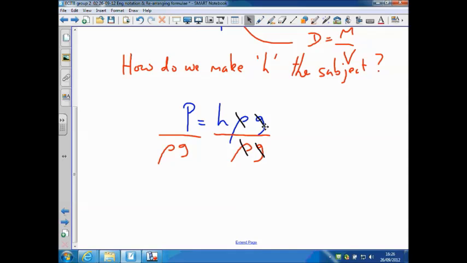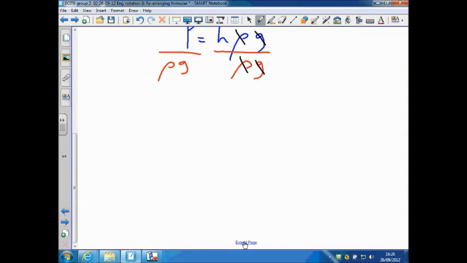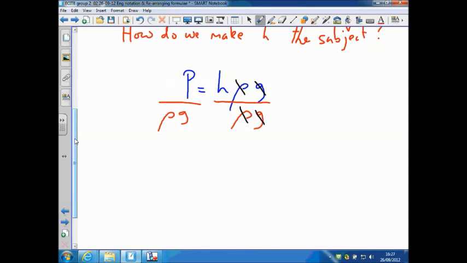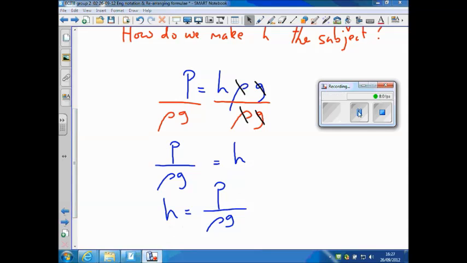So now I've got P over rho G equals H, because the rho and the G have now been cancelled out, and I've rearranged this formula to find H. I've made H the subject. So I write it with the subject first. That's traditional. So H equals P over rho G. And I've got a new formula. So I'll just pause that there if you want to make that note.